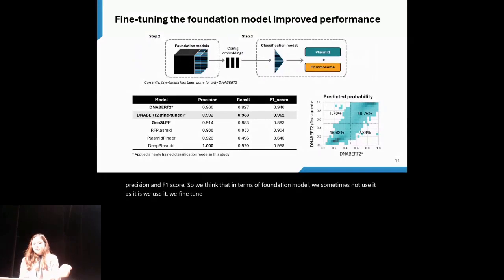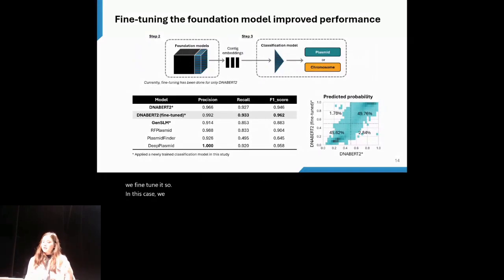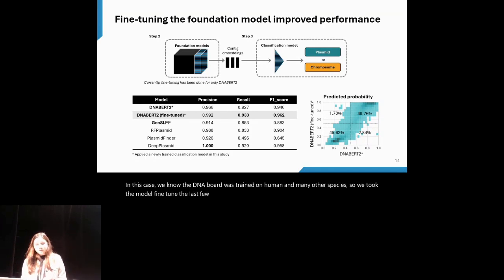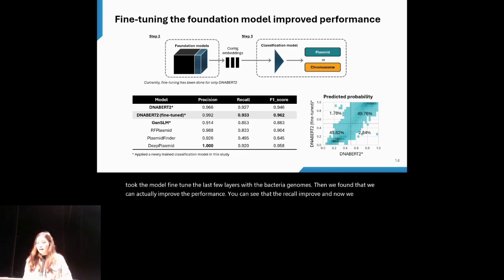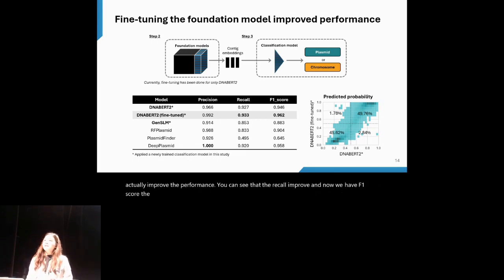In this case, we know DNA-BERT was trained on human and many other species. So we took the model and fine-tuned the last few layers with the bacterial genomes. Then we found that we can actually improve the performance. You can see that the recall improved, and now we have the highest F1 score. So this is our test on the public data that we have.